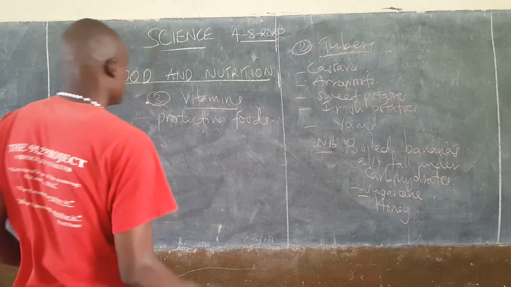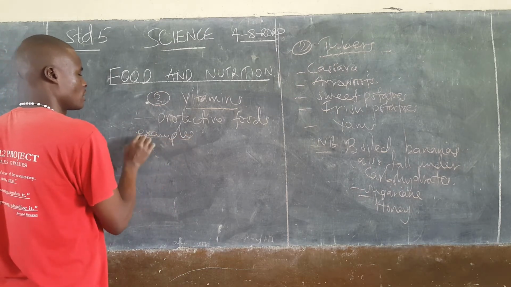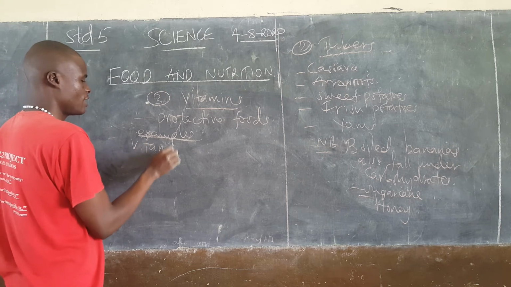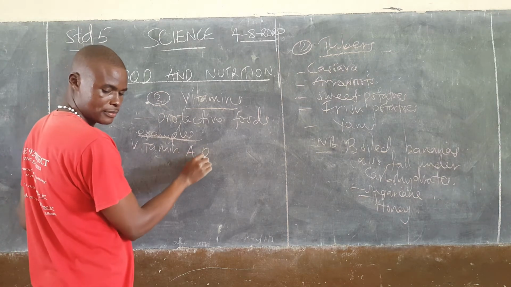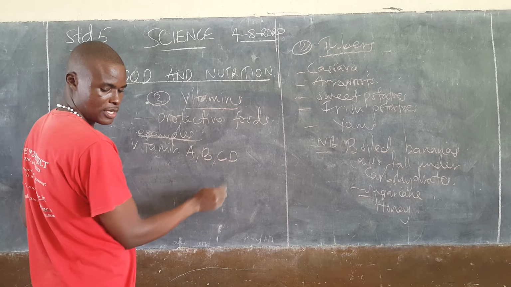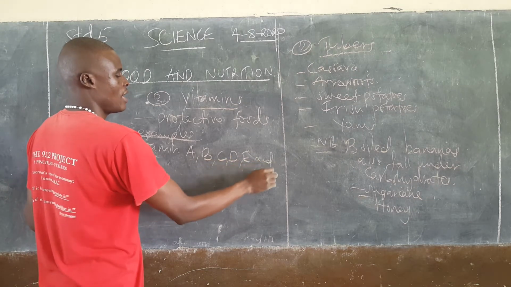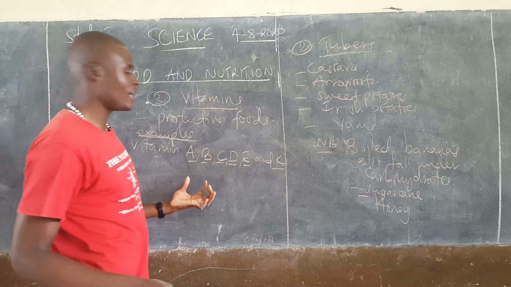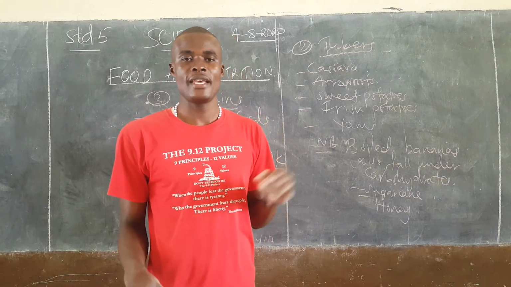So these are examples: vitamin A, B, C, D, E, and K. So these are the items. We have vitamin A now, vitamin B, C, D, E, and then K.